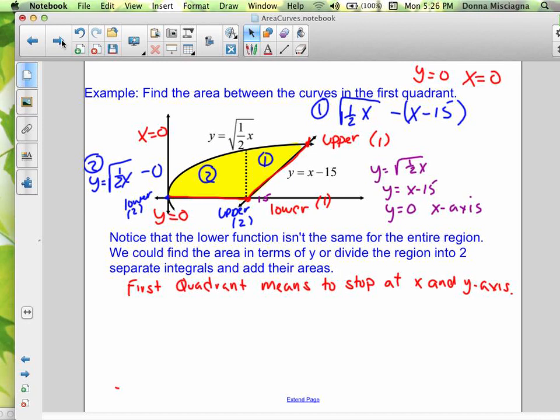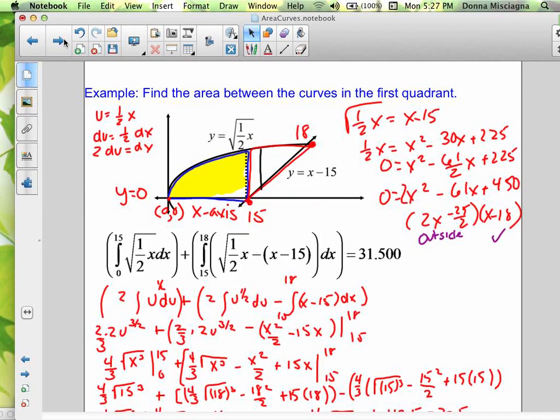All right, so we've got 3 equations here. We have y equals 1/2 square root of x, we have y equals x minus 15, and we have y equals 0, which is the x-axis. So we're going to have to find where our upper and lower boundaries are for each of our sections here. We're going to solve it as 2 separate pieces and add them together, kind of like the one where they switch places. I have some work on the next page. Let's double check here. Yes, we do.